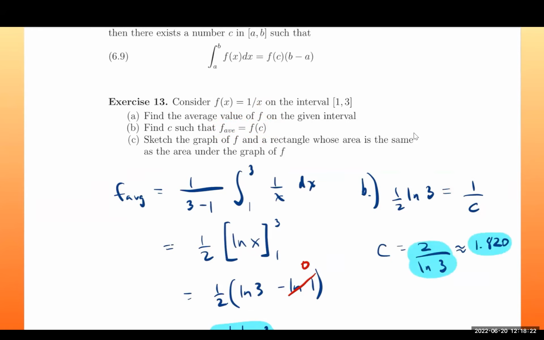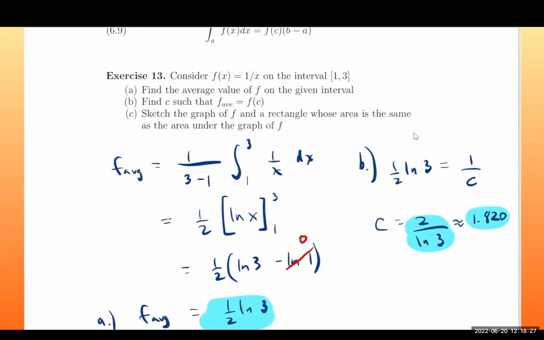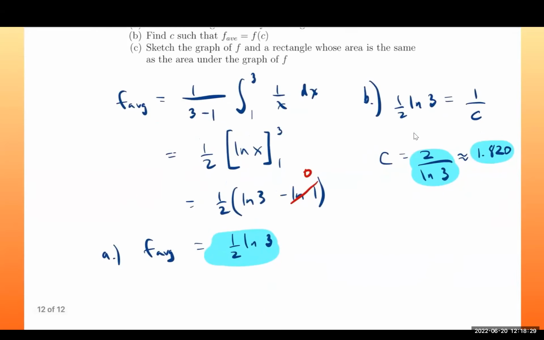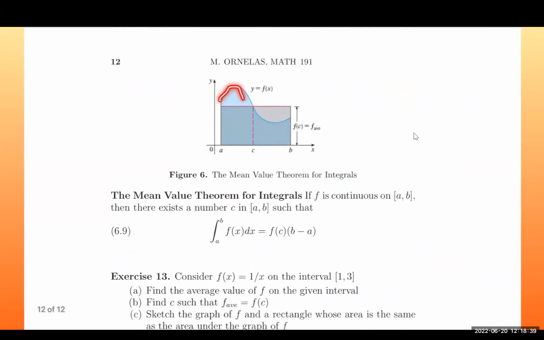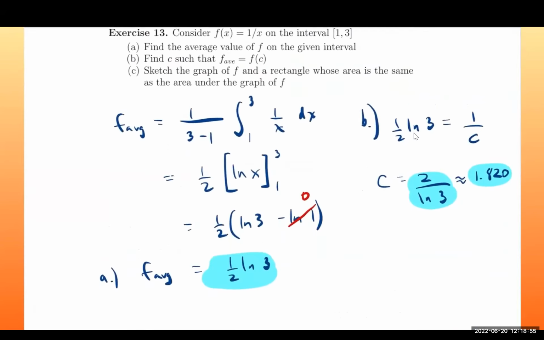WebAssign might ask for the exact value, or it may ask for an approximation. So it just depends on what WebAssign asks. All right, for the final part, they want us to sketch the graph of the function and then the rectangle whose area is the same as the area under the graph of f. So the neat thing about this is that the area under this curve is equal to the area of this rectangle, so long as the height of the rectangle is given by c, where c represents where the average value takes place.